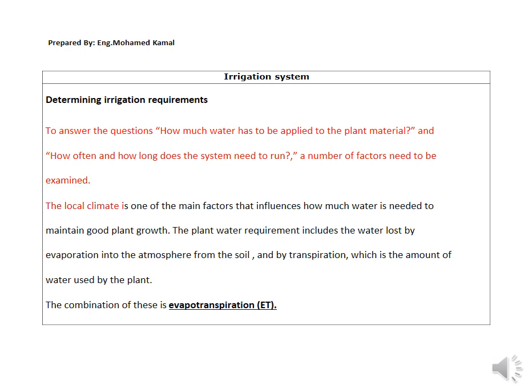The local climate is one of the main factors that influences how much water is needed to maintain good plant growth. The plant water requirement includes the water loss by evaporation into the atmosphere from the soil and by transpiration, which is the amount of water used by the plant. So the combination is a very important term that we need to keep in mind, and we will discuss it through the calculation, which is called evapotranspiration, and it can be summarized as ET.